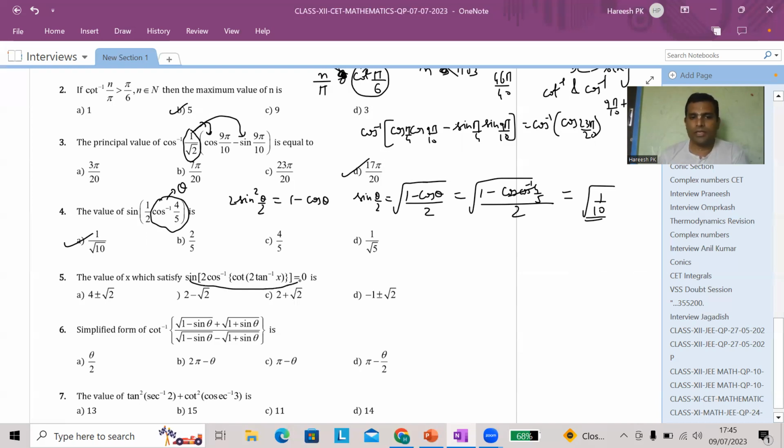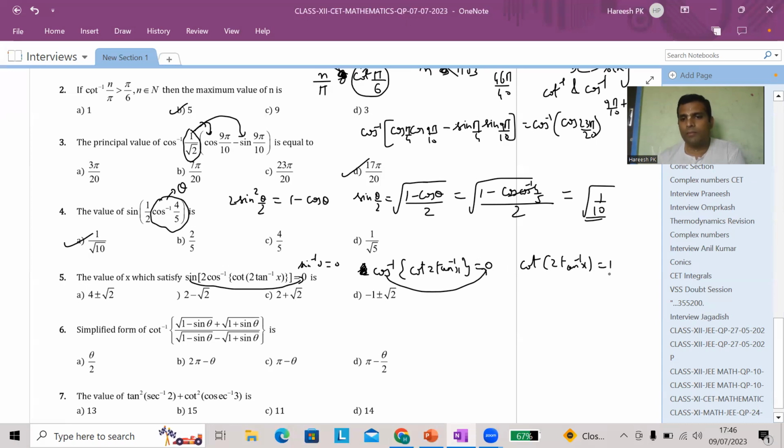Sine, we take it to the other side. So we end up getting sine inverse 0. So how much is sine inverse 0? When you take this to the other side, it becomes sine inverse 0, which is 0. So I'll be left with 2 cos inverse cot 2 tan inverse x equal to 0. This 2 also goes away. Next, when I take cos inverse to this side, that becomes cos 0, which is 1. So I'll end up getting cot 2 tan inverse x equals 1.